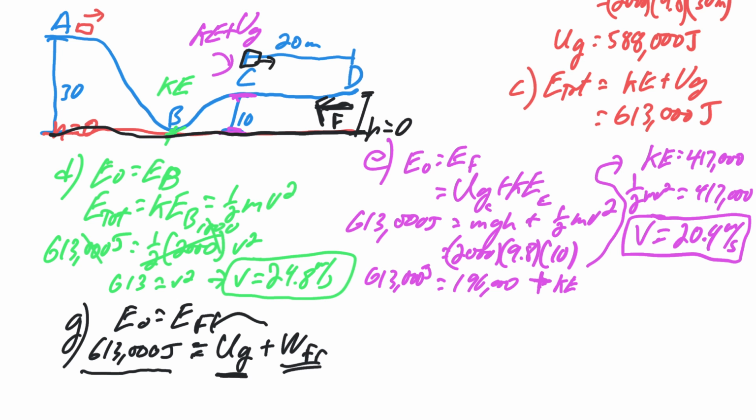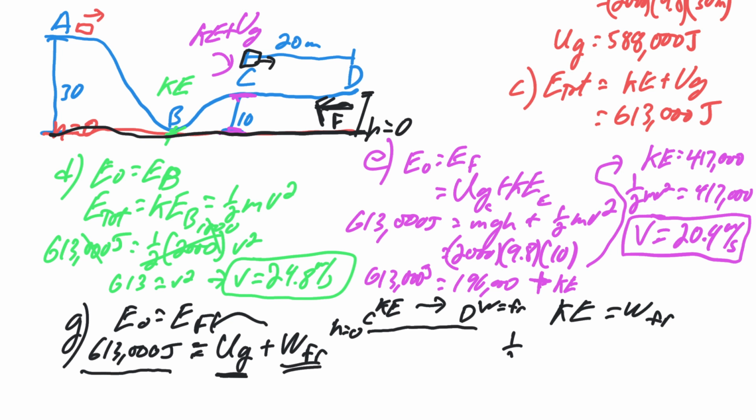Now sometimes what I like to do is just change my reference level. So I'll call the new reference level, let's say this is like C and D here, the new h equals 0 point. And that way I only have kinetic energy here because my potential would be 0. And then that's going to directly turn into work of friction. So both ways will work for you. Just for our purposes, I'll do it the way I like, which is kinetic equals work of friction.